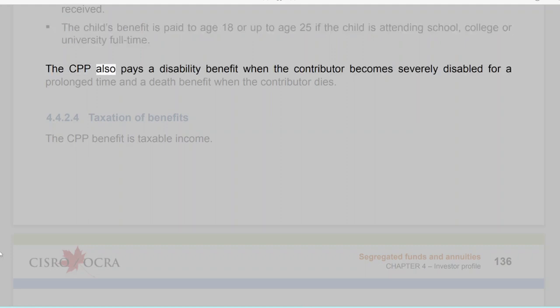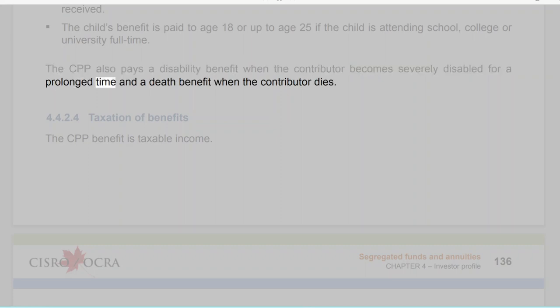The CPP also pays a disability benefit when the contributor becomes severely disabled for a prolonged time and a death benefit when the contributor dies. 4.4.2.4 Taxation of benefits. The CPP benefit is taxable income.